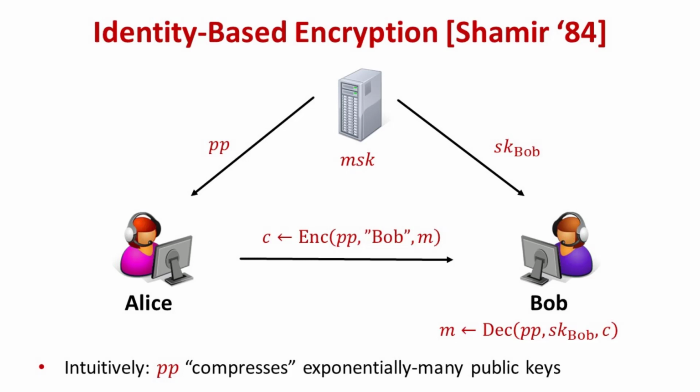The main challenge when designing IBE schemes is to keep the public parameters as short as possible. In particular, the public parameters should not scale linearly with the number of users, and intuitively, this is the key property that distinguishes identity-based encryption from public key encryption. Ideally, the public parameters should, in some sense, compress exponentially many public keys, thus allowing any bounded length string to be used as a public identifier for the purpose of asymmetric encryption.